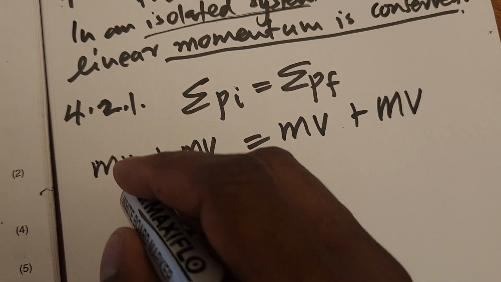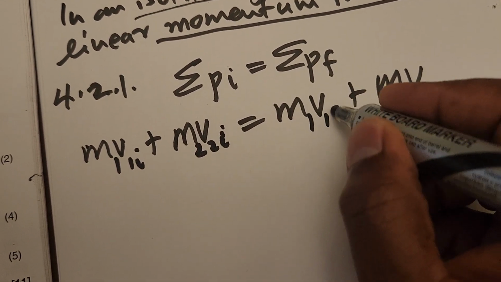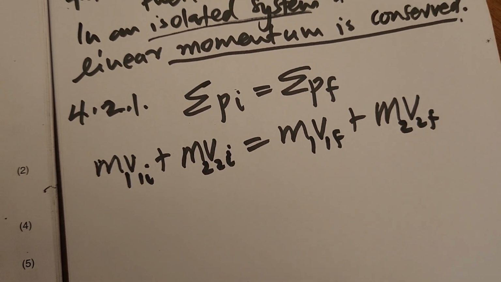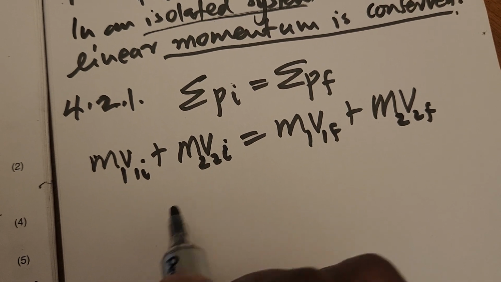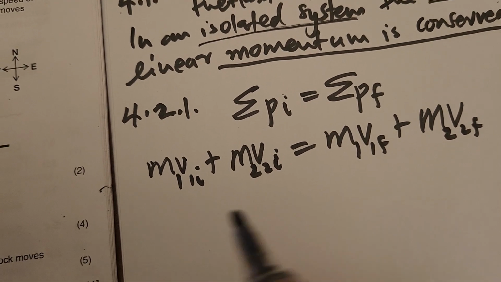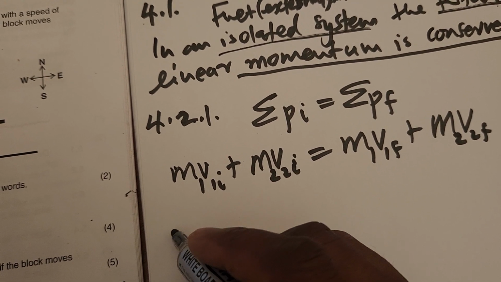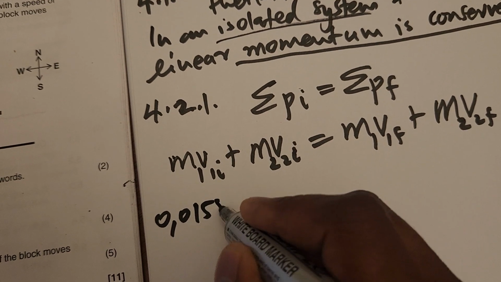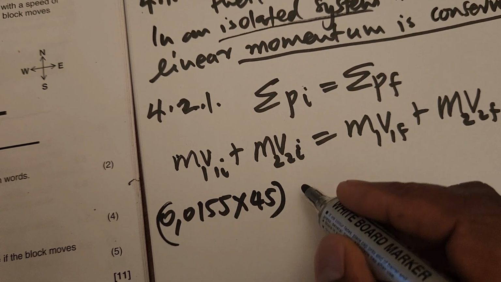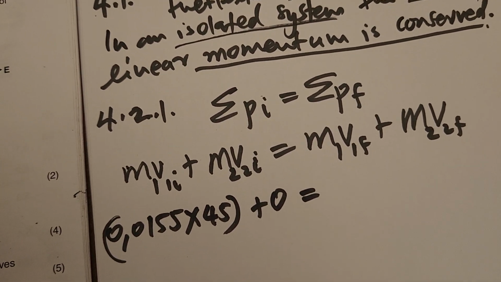So m1v1i plus m2v2i equals m1v1f plus m2v2f. That's what you can do. And then from here we substitute. Remember, no velocity, no momentum. Now when we look at the ball, the ball mass is 0.0155, multiply, we take to the right as positive, by 45, then plus the block was stationary, which equals 0. Don't have to substitute there.